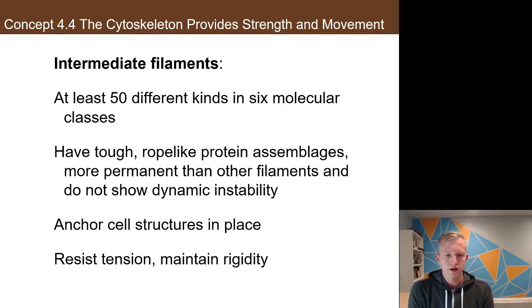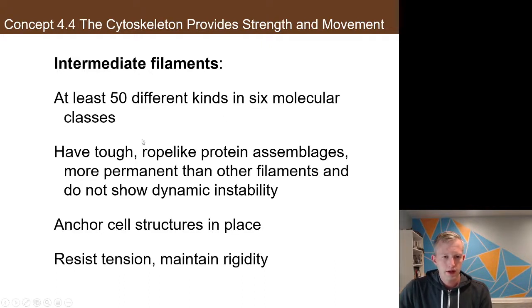So these are a little bit tougher. They're rope-like protein appendages, more permanent, and so they don't show that dynamic instability. They don't grow and shrink in the same way that actin and microfilaments do. These are a little bit more about anchoring and maintaining a consistent thing. So we'll see at the end of this chapter some intermediate filaments involved with how cells can adhere to one another and form these larger tissues and organ structures.